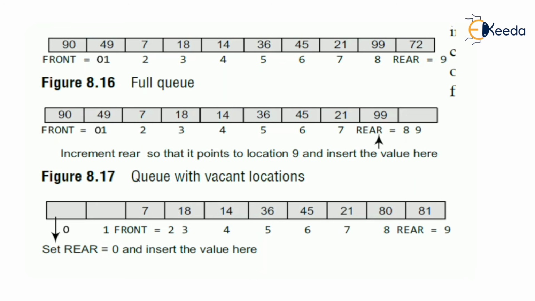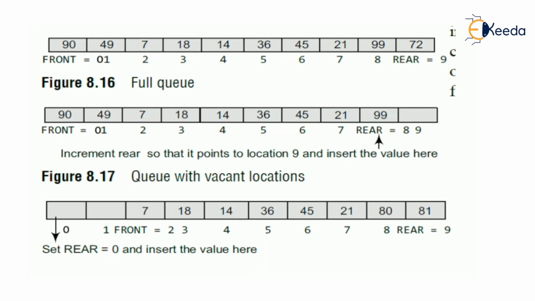So, in this figure 8.16, figure 8.17, and the last figure, figure 8.18. The first example explains the full queue. The second example explains the queue with a vacant location, and the third example explains the queue with a vacant location but at the front side, so it is joined as it is a circular queue. How we can use both ends of the queue to insert the data.